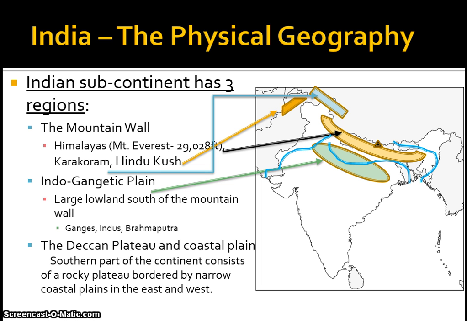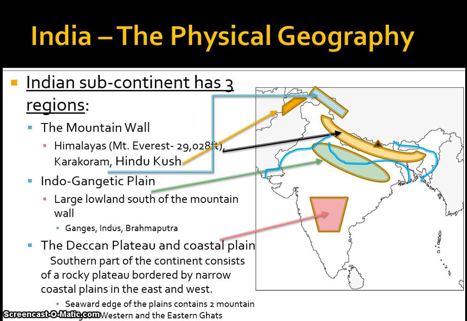Now, the Deccan Plateau and Coastal Plain is south. So as we work our way south, you'll see that this is pictured in pink here. It's a rocky plateau bordered by narrow coastal plains in the east and the west. Finally, we have a couple mountain ranges to talk about. They are the Western and the Eastern Ghats. So here in the west, we have this mountain range that you'll want to locate as you have done the rest of the physical features, and the Eastern Ghats, which is located on this side of the Indian subcontinent.